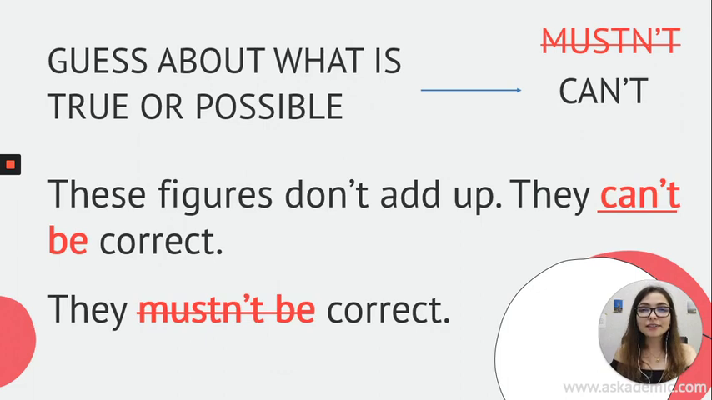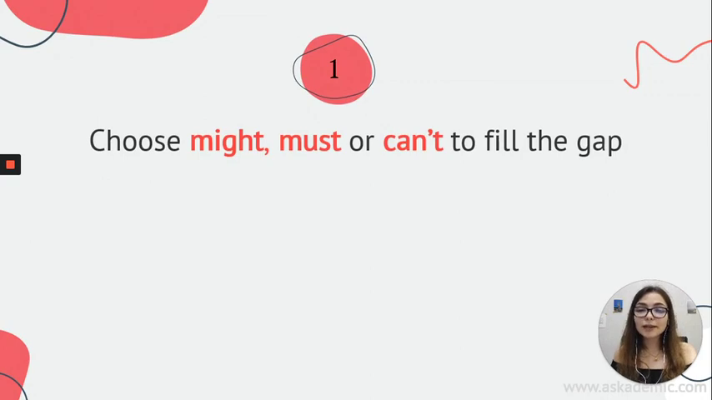All right, in this lesson, we learned how to make sentences with modal verbs might, may, could, must, and can't, and differences between them. Now I have 3 questions for you. Think of them well and answer accordingly. All right, my first question is on the way. Choose might, must, or can't to fill the gap. All of the questions are the same, but of course the sentences are different.